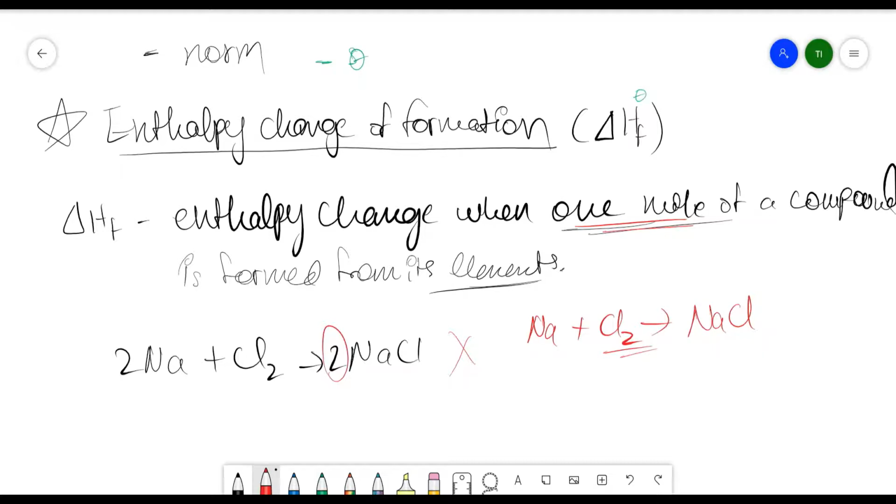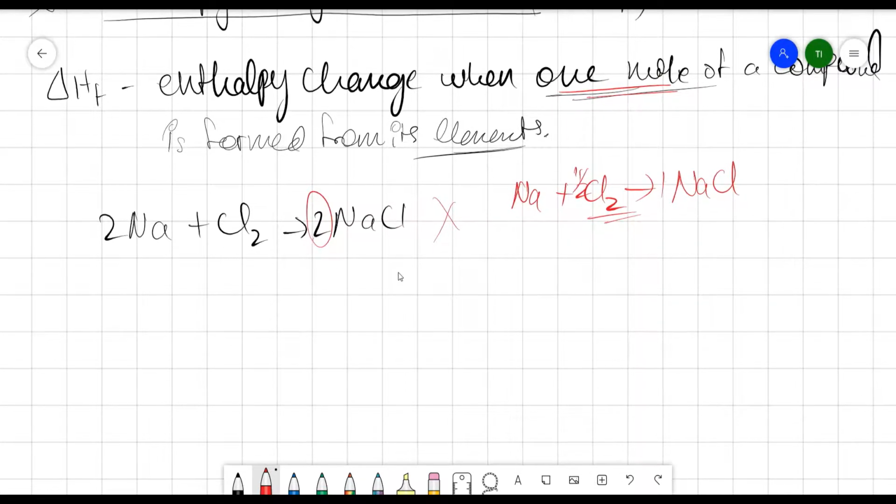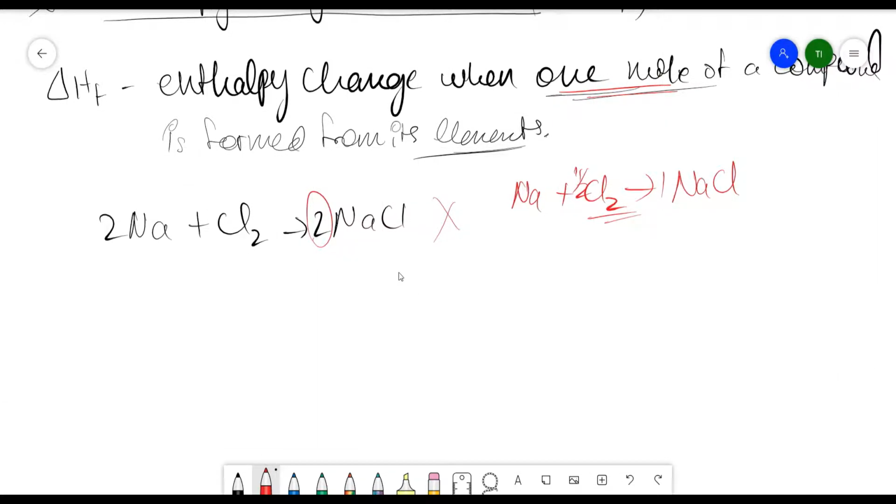Is Na an element? Yes. Is Cl2 an element? Well, technically it's not. It's a molecule, but it is the simplest form in which chlorine exists, right? So this is an acceptable example of enthalpy change of formation. 1 mole of a compound is formed from its elements. Yeah. Let's take another example. Examples are pretty few for this, but anyway, let's just take another example. All right. So we have.